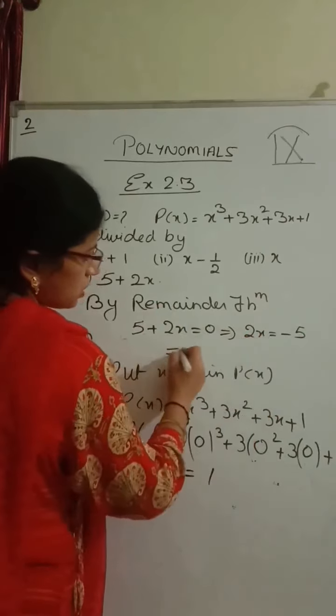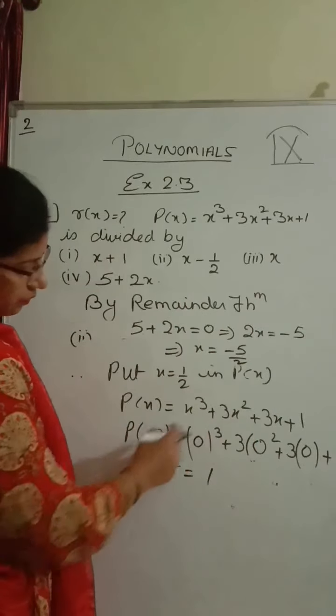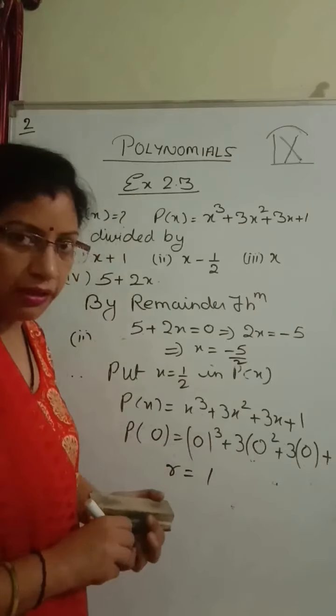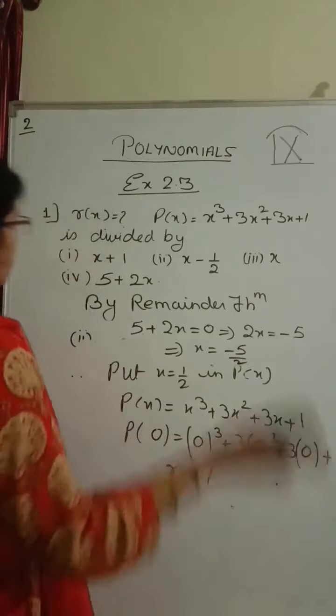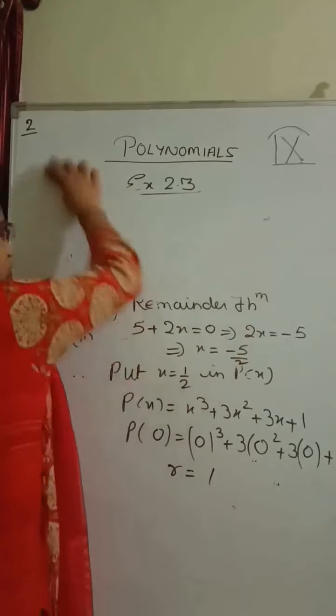So this shows x is equal to minus 5 upon 2. So put x is equal to minus 5 upon 2. Whatever the answer comes, that is your remainder. Okay. Clear the first question? Do the first question yourself. Now let us move to our second question.